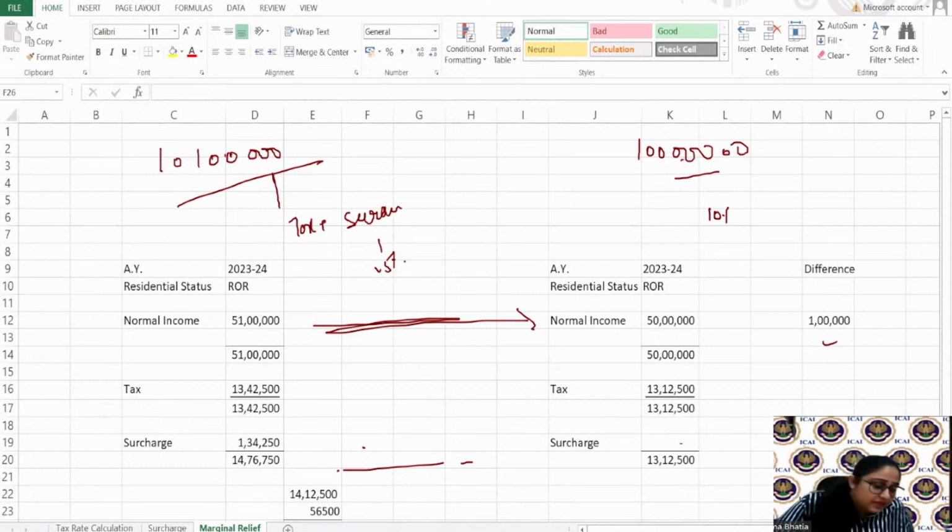But this will happen only when the income is increasing marginally. If the income is 54 lakh or 53 lakh, no. So up to something like 51 lakh and 50,000, I think. Only up to that you have to calculate the marginal relief. Okay, Komal. So I hope, Komal, you will practice it and you will get the answer.